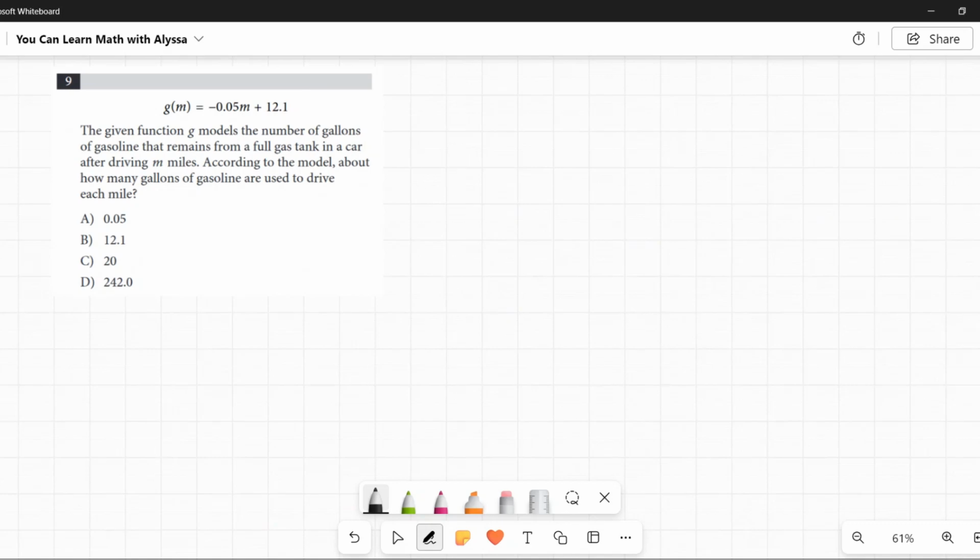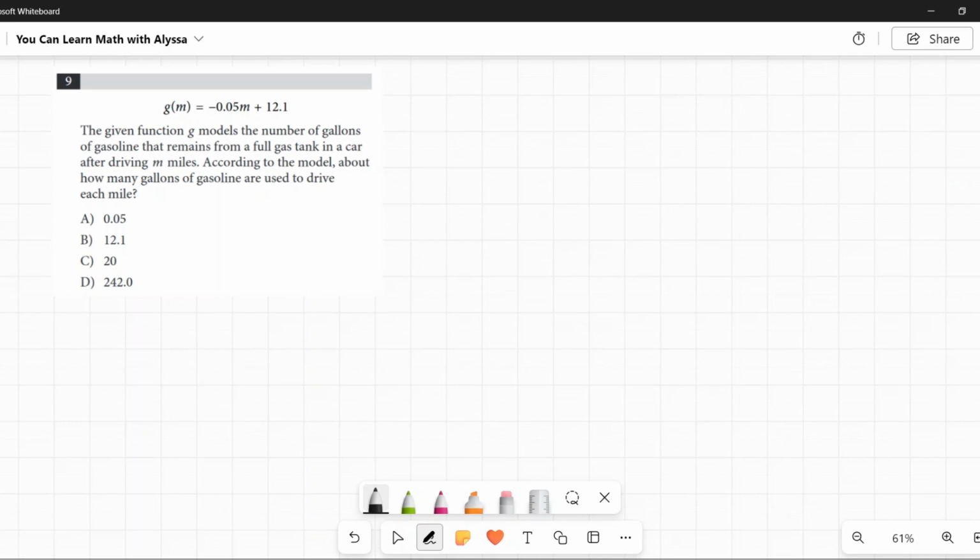Number 9, g of m equals negative 0.05m plus 12.1. The given function g models the number of gallons of gasoline that remains from a full gas tank in a car after driving m miles. According to the model, about how many gallons of gasoline are used to drive each mile?